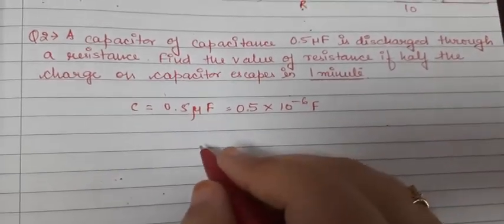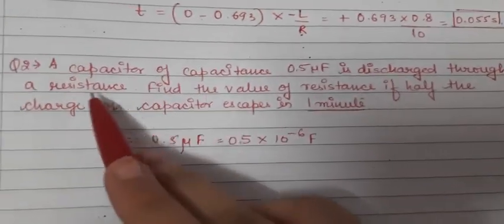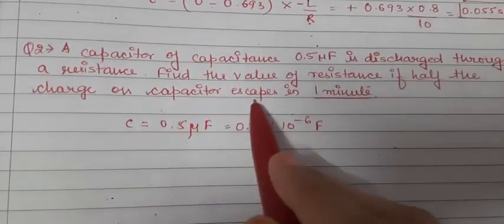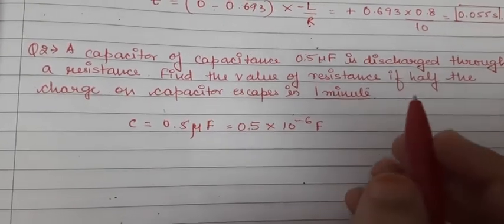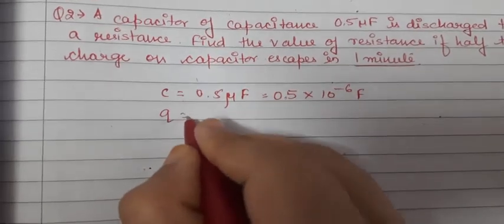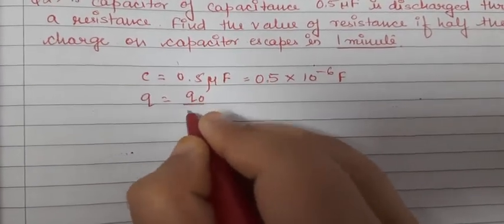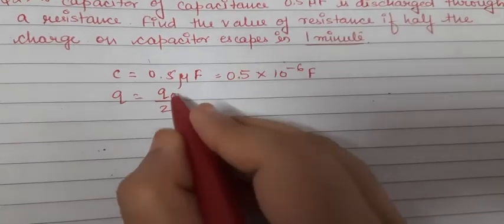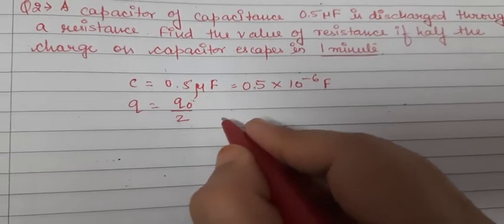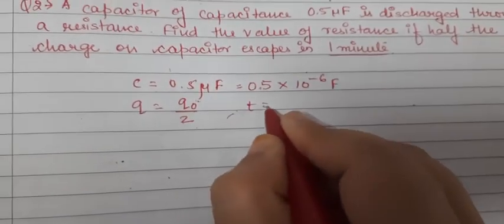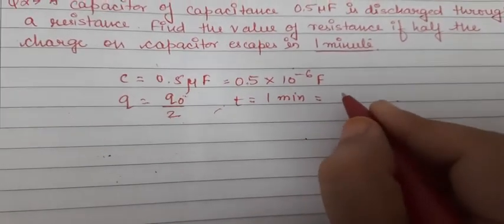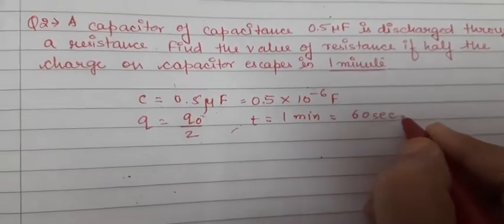I can write it directly, and it is discharged through a resistance. Find the value of the resistance if half the charge on the capacitor escapes in 1 minute. What else is given is that half of the charge is escaping, so the q value is given: half of the charge on the capacitor escapes, meaning half of the maximum value, that is q naught by 2, and it escapes in 1 minute, so time is also given here, that is 1 minute. As I told you, we have to keep the time in seconds, so I am writing this as 60 seconds. So first of all, these things are given.